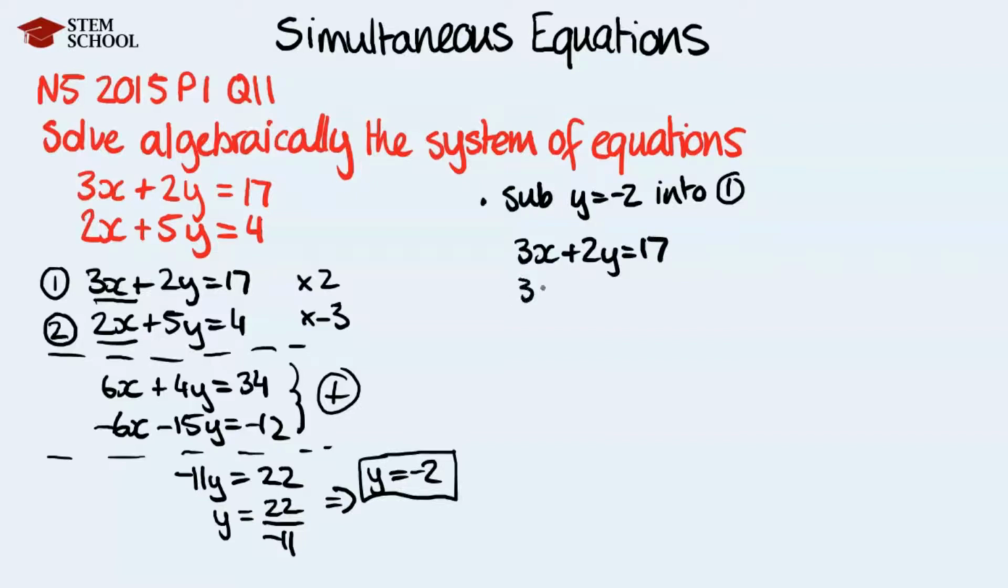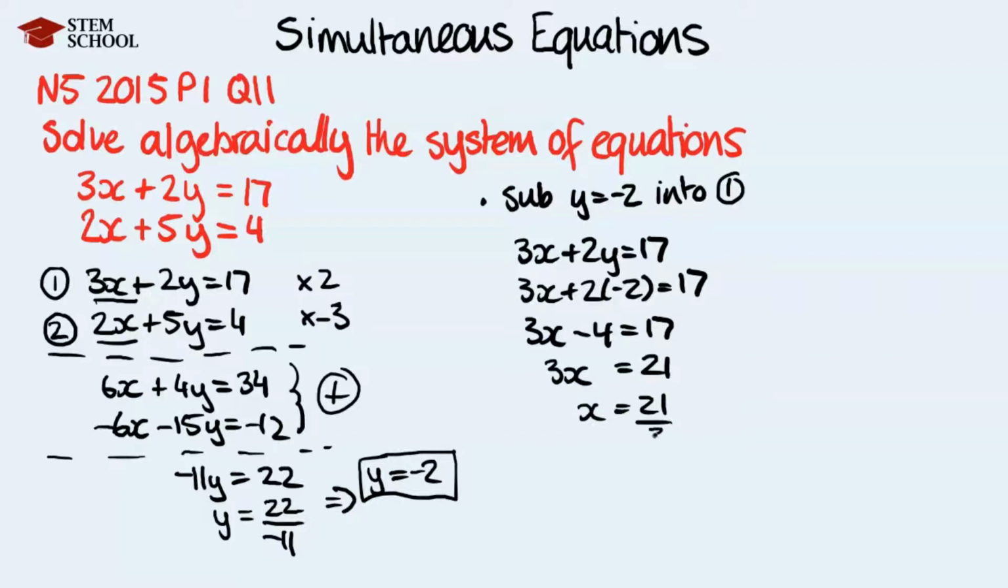So let's substitute y is equal to minus 2. So 3x plus 2 times minus 2 is equal to 17. Now let's solve this to find x. Right, so we have 3x, then 2 times minus 2 is minus 4, then we have 17. So you rearrange it, so 3x, so we have 17 plus 4 is 21, then x is equal to 21 divided by 3. So this gives us the other variable of x is equal to 7, okay?